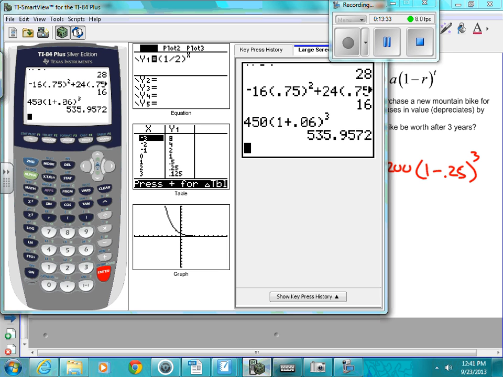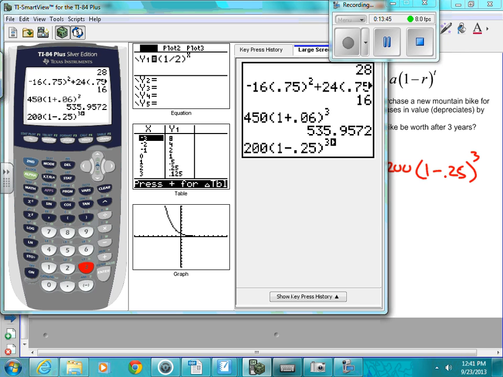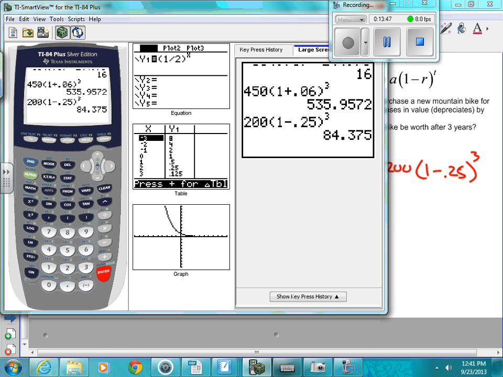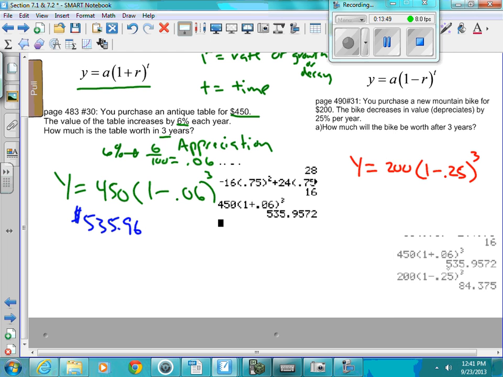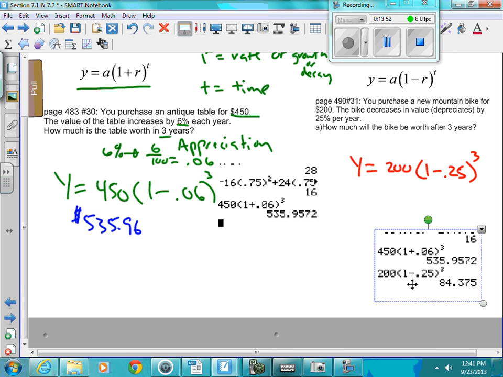We plug this into our calculator. 200 times 1 minus 0.25, and then to the third power. In other words, it's 75% of what it was the year before, every year, and eventually, after 3 years, our mountain bike that cost us $200 is only worth $84, and I'll give you the penny, 38 cents. Okay, so those are situations where things appreciate and things depreciate with the basic interest formula.